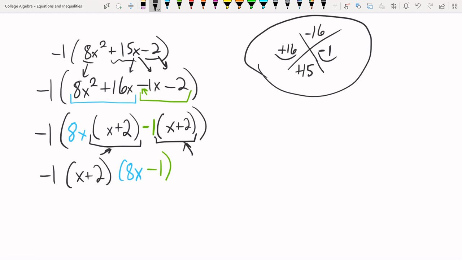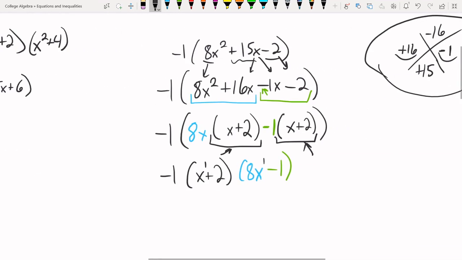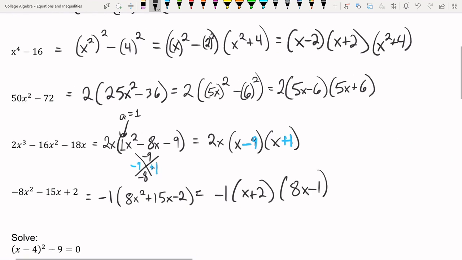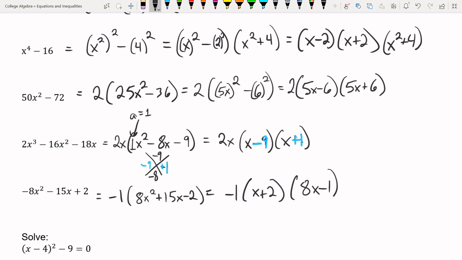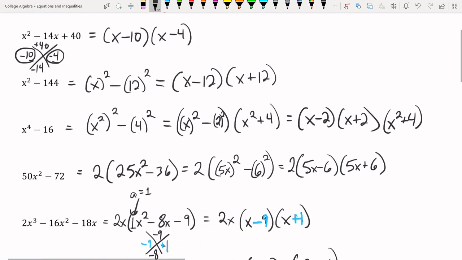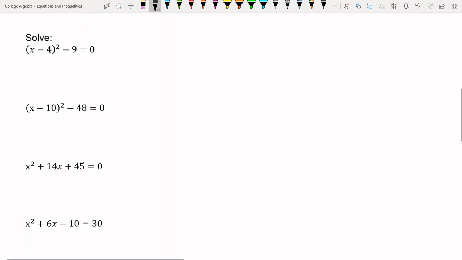These are both linear terms, x plus 2 and 8x minus 1. Those are both x to the power of 1, so they're linear, which means this is completely factored. So we have x plus 2 and what was the other one? 8x minus 1. Okay, so that's factoring. Important process for solving quadratic equations.